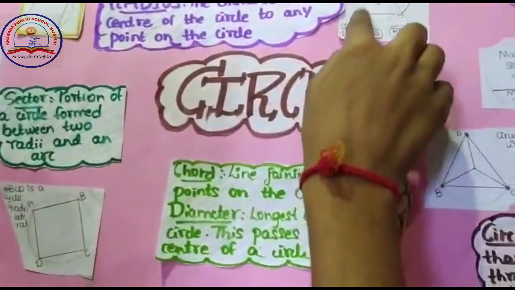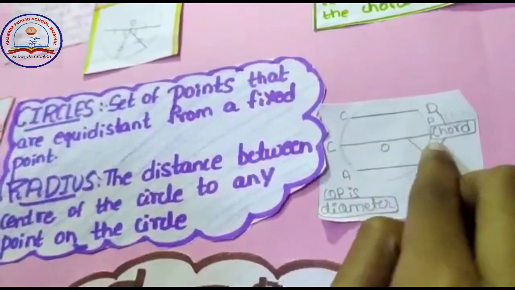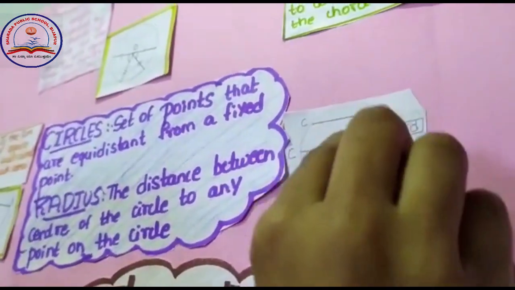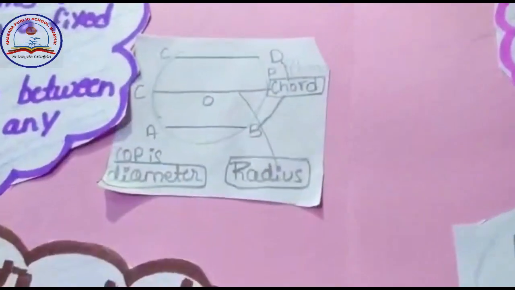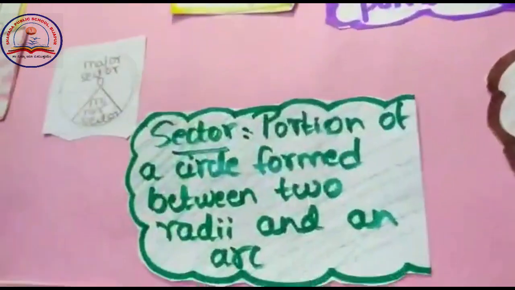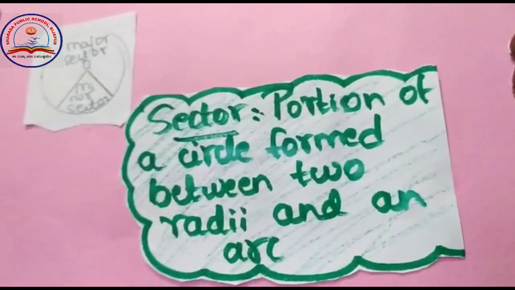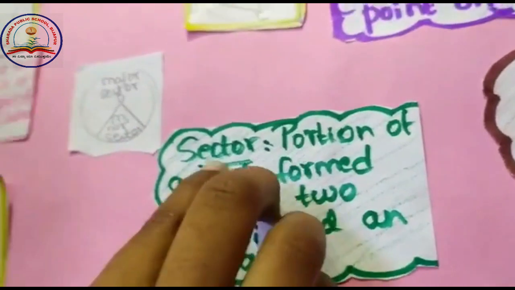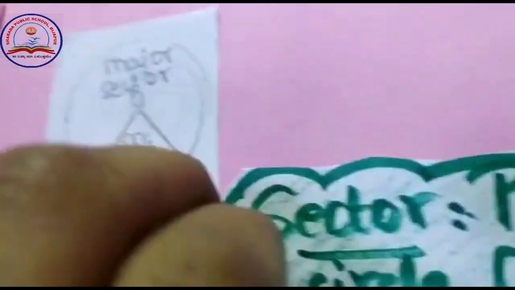Now let's look at a diagram. This is a circle where this is a radius, COP is a diameter, and this is a radius. AB and CD are chords of the circle. Now let's look at what a sector and a segment are. Sector. A sector is a portion of a circle formed between two radii and an arc. A sector is formed when these are the two radii and this is the arc.